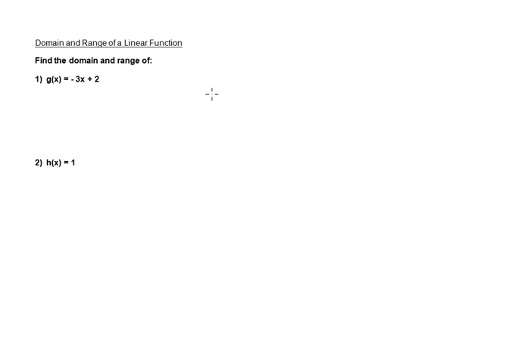So if I were to graph this function, if we consider this to be y, this is our g of x. This line, y is equal to negative 3x plus 2, has a y-intercept at positive 2, so it's going to intersect the y-axis at 2. And it has a slope of negative 3. And a slope of negative 3 we can think of as negative 3 divided by 1.